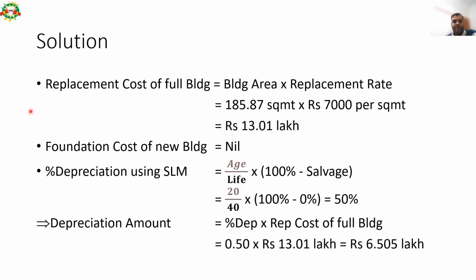Percentage depreciation using SLM is equal to age divided by life. Since salvage is 0, it is equal to 50%. So depreciation amount is equal to percentage depreciation, 50%, of the replacement cost of the full building. So it is 50% of 13.01 lakh, which is equal to 6.505 lakh.